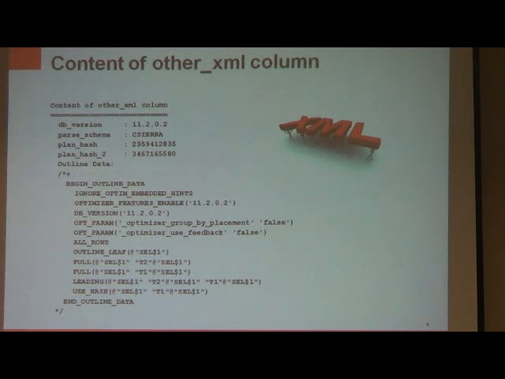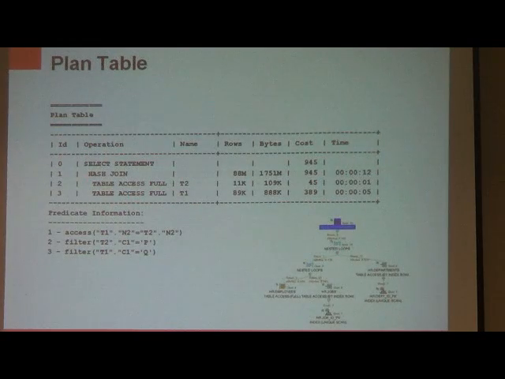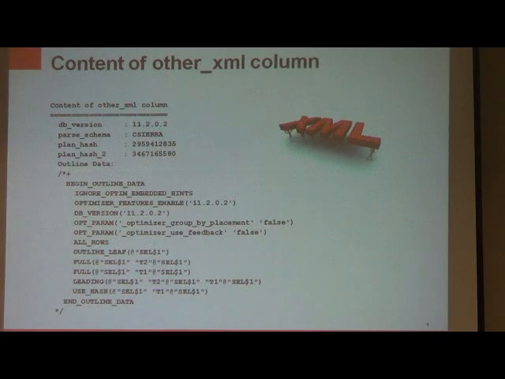Okay, also in the 10053, we will find this piece that says we have the other XML column. Have you guys seen this before? What is this? Outline. That is the outline. Yes, the outline of what? If you read this, what do you see here? This one is basically the outline of the execution plan. We store that outline of the execution plan inside this column, the other XML, which is part of the plan table. So it is there.